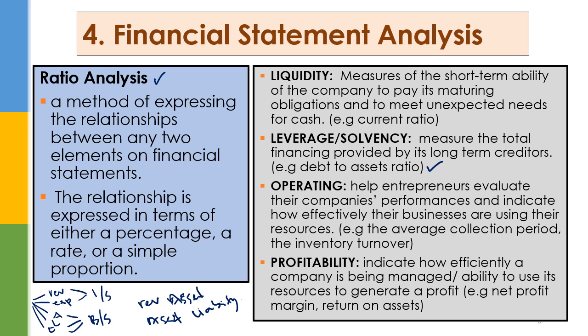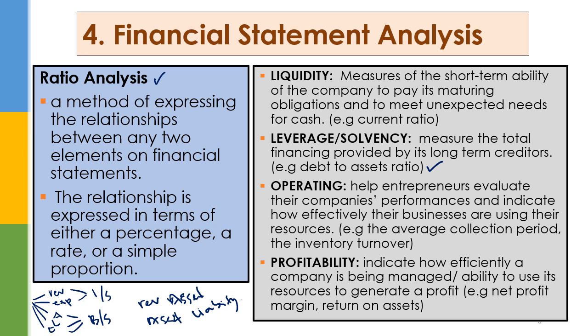It helps entrepreneurs to evaluate the company's performance and indicate how effectively their business is using its resources. So the formulas that are useful are the average collection period and the inventory turnover. If you look further in the textbook, you're going to have more ratios, for example, the accounts receivable turnover, the average collection period, and total asset turnover.